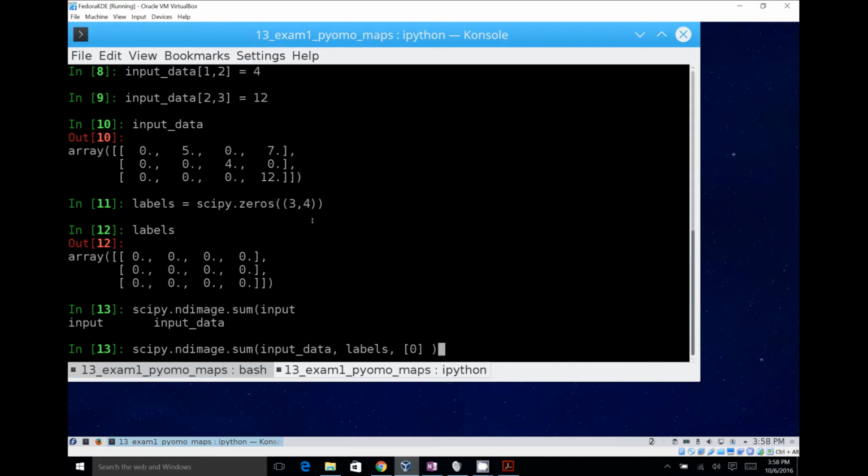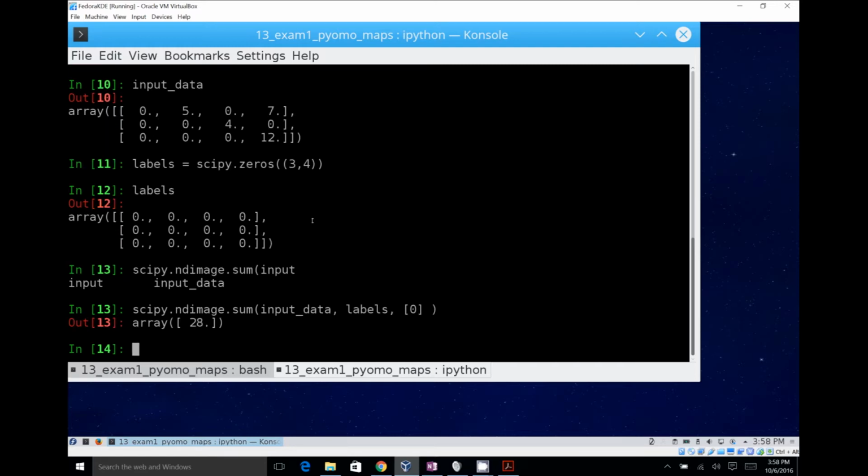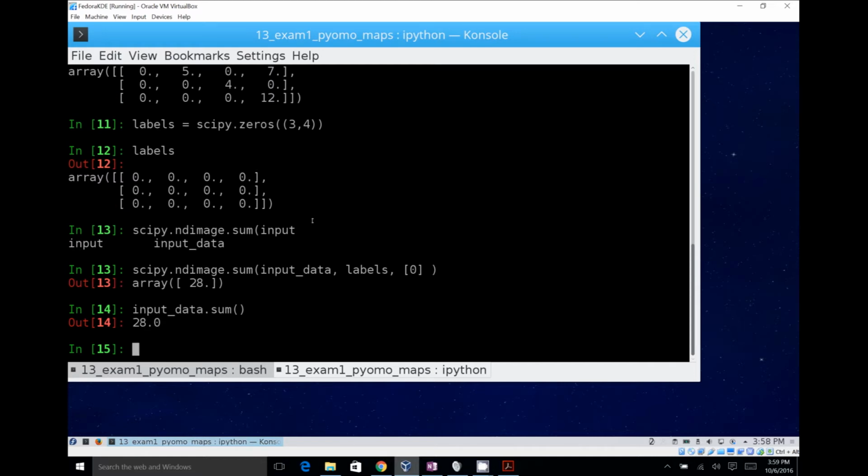So what this is basically saying is the following. Take this input data, take the labels associated with the input data, and give me the sums for each of these labels. So by saying 0 here, I'm saying sum up all of the entries in the input data. And the reason it's all the entries is because every entry has a label of 0. Does that make sense? So when I hit enter here, I get 28, and if I do input data dot sum, I should also get 28. Right, yeah, that makes sense.